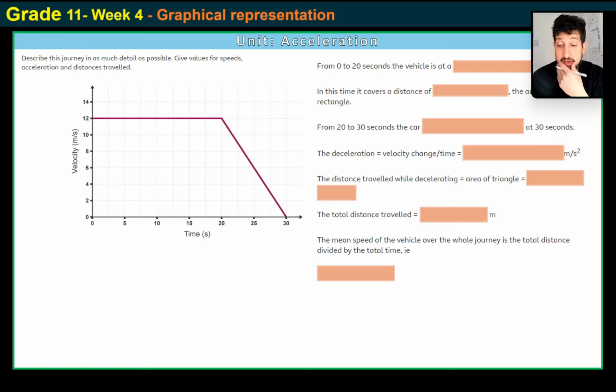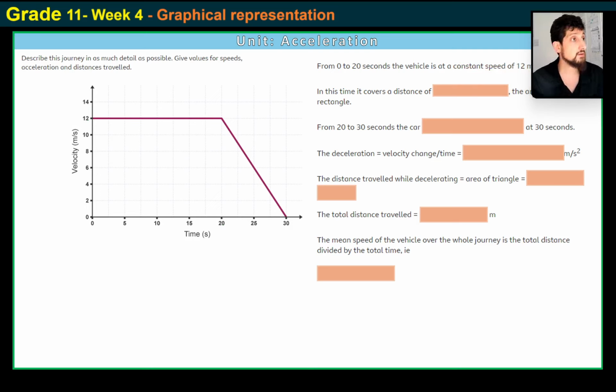Okay, we've got some questions to answer. Describe the journey in as much detail as possible. Give values for speeds, acceleration, and distance traveled. From 0 to 20 seconds, the vehicle is at what? Here's 0. Here's 20 seconds. Now this is the time when you actually pause the video and do it yourself, please. 0 to 20 seconds, what is the vehicle doing? It's going at constant speed or constant velocity. Why is that? It's 12 here, 12 here, 12 here. It's not changing. 12, 12, 12 all the way, so it is constant and uniform. Constant speed of 12 meters per second.